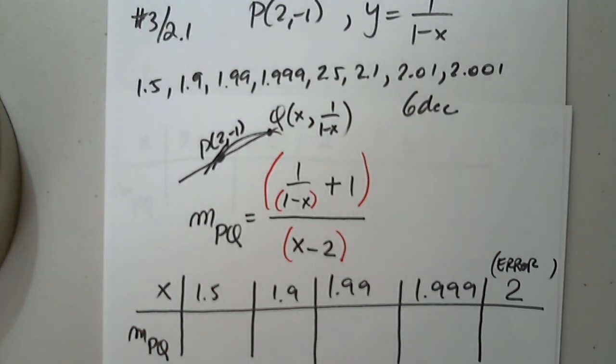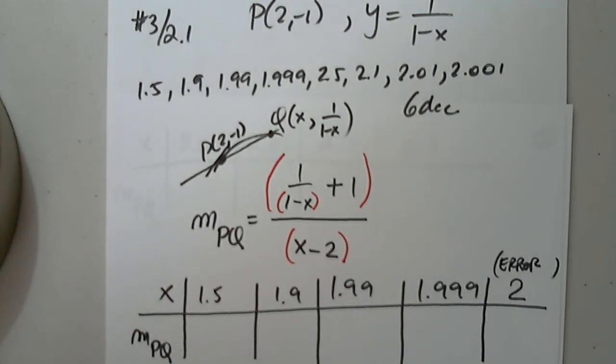Where's my keyboard? I need my keyboard. Okay. So we're going to enter 1.5. Then we're going to enter 1.9, and then 1.99, and then 1.999. So let me copy this. We are asked for 6 decimal places, so go back up and move to the right so you can see more than what the calculator is showing us.